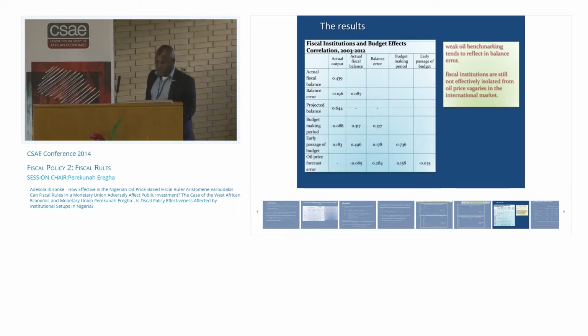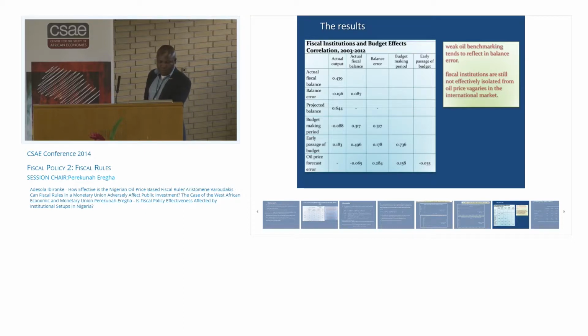Then the next result is fiscal policy, fiscal institutional and budgetary effect. The author looked at the correlation between actual output, actual fiscal balance, balance error, and some other basic variables. One of the key variables is the budget making period, then the early passage of the budget. One of the key findings is that weak oil benchmarking tends to reflect in balance error.